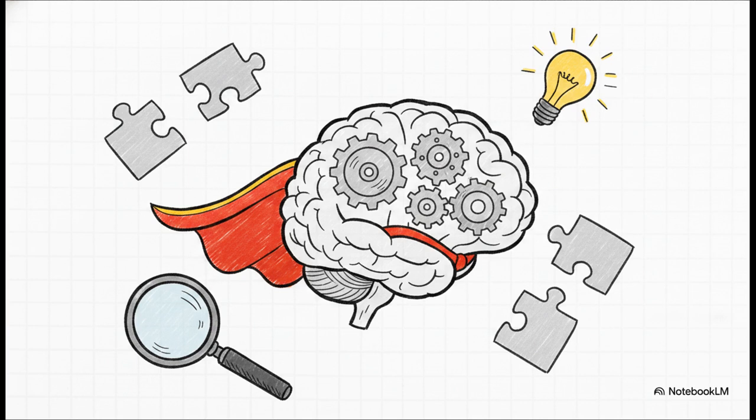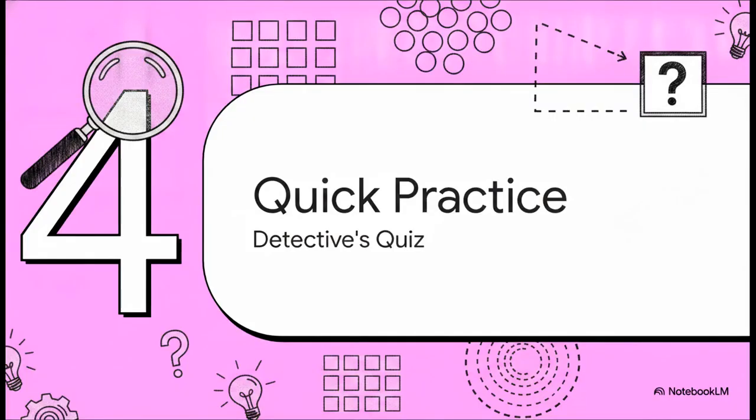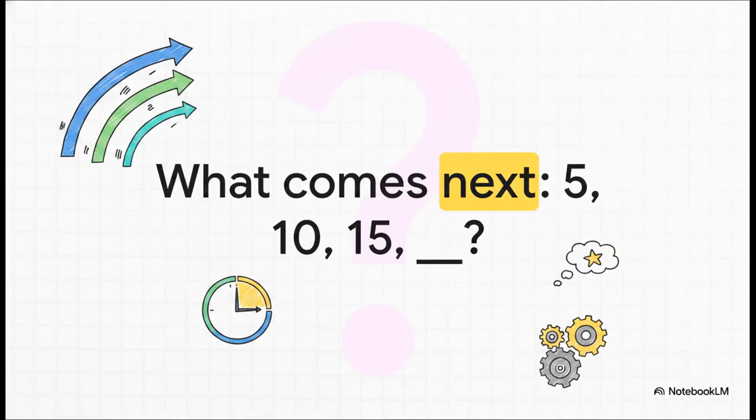This is exactly why scientists, engineers, architects, programmers, and even artists constantly rely on observing and using these rules in their everyday work. Section 4. Quick practice, the detective's quiz. Let's see what you've got. All right, here is your first challenge. 5, 10, 15, and then a blank.